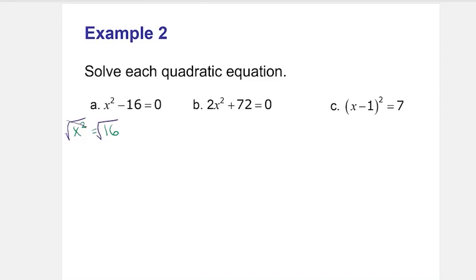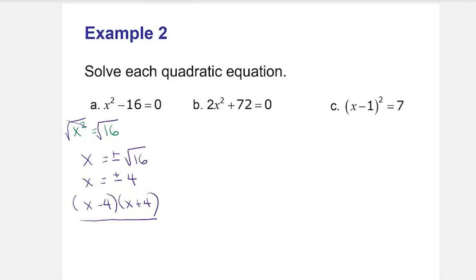The square root and the square cancel, and I get x equals plus or minus the square root of 16, which is x equals plus or minus 4. And if you're looking for the factors, it would be x minus 4 times x plus 4, which hopefully some of you know as the difference of squares, because when I multiply them together, I get the difference of squares.